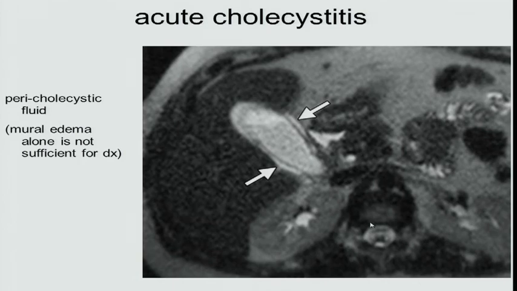If you have edema in the wall of the gallbladder, do not call acute cholecystitis. If you have pericholecystic fluid, you can call it. So if you see kind of a thickened wall with some mural edema, pregnant ladies have edema in lots of places. They have it in their gallbladder wall. So if you're going to give them a diagnosis of cholecystitis, make sure that you can demonstrate some pericholecystic fluid.